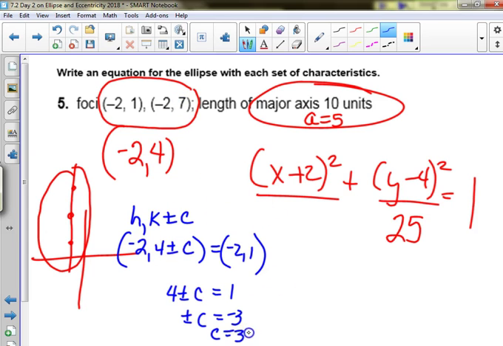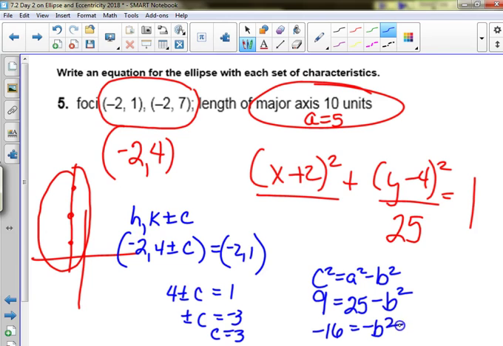All right. So if c is 3, is this a 9 under here? No, we got to find b. What's the formula? c squared equals a squared minus b squared. c squared, we said it was 3 squared or 9. a squared is 25. What's 9 minus 25? Negative 16 is negative b squared, so b squared is 16. So it would go 4 either direction, but I don't really care. I just need b squared under, right? That was tricky. I don't think I gave you one like that either, but it's good concepts.